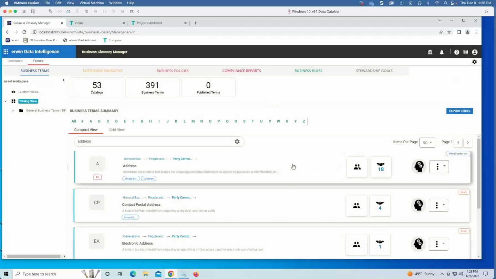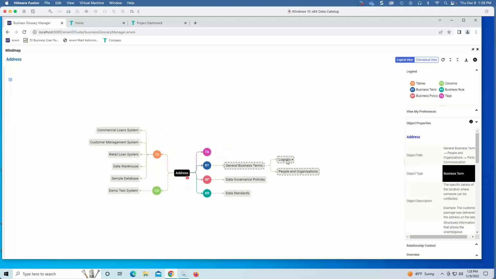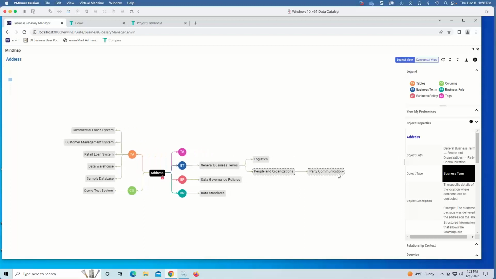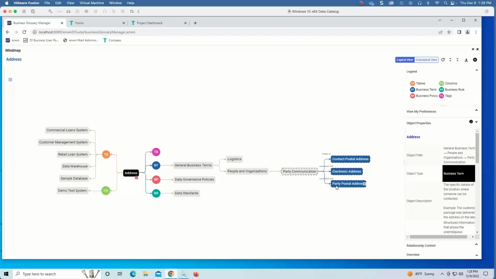Now, if I were to go into this and look at something called a mind map, what I'm able to do is see that here's address and here's the business term structure. So for an address, it could have a logistical structure or it could have an organizational structure for people. And if I drill into this, I could see that it's a way of parties to communicate with one another. And then these are the different types: contact, electronic, party.